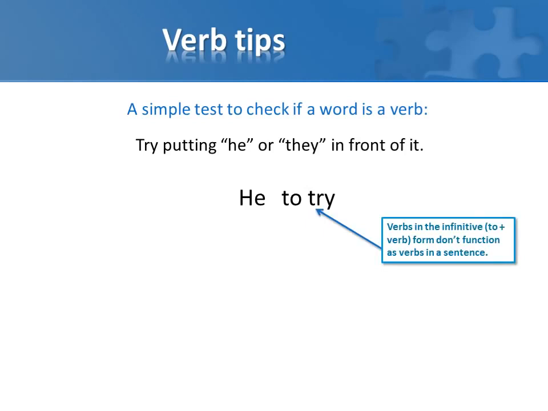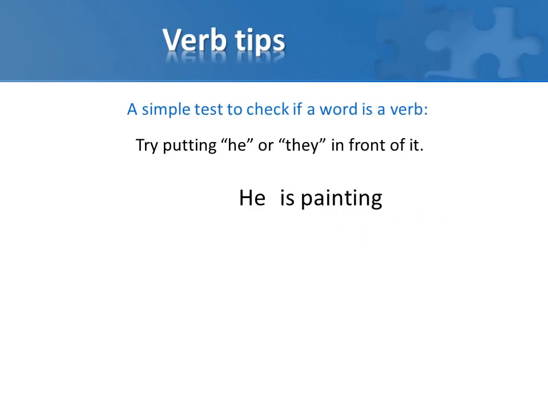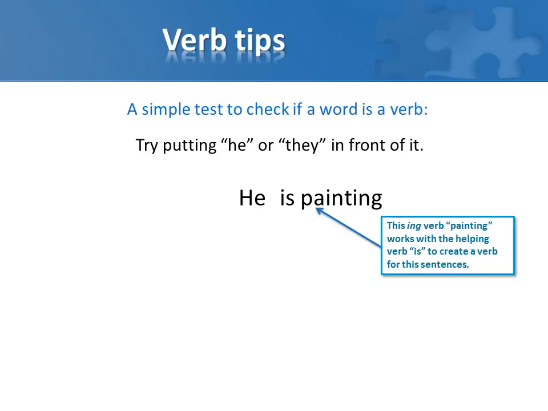Now we have is painting. And it's true that painting is an ing word, but it has the helping verb is in front of it. So he is painting is fine. It's a complete verb.